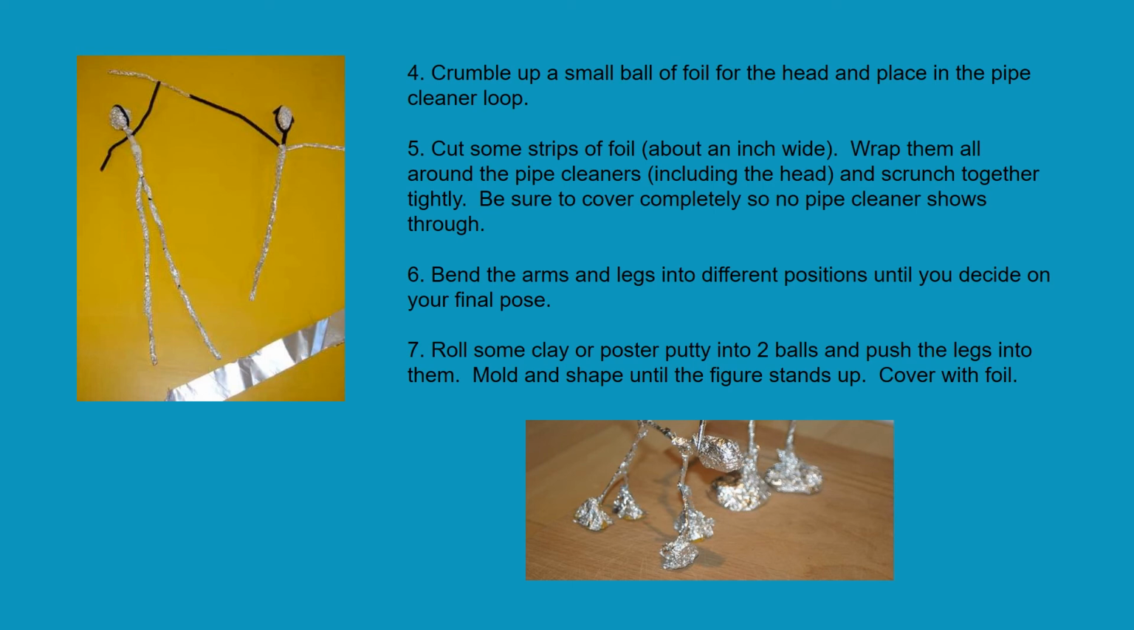Fifth, cut some strips of foil, about 1 inch wide. Wrap them all around the pipe cleaners, including the head, and scrunch together tightly. Be sure to cover completely so no pipe cleaner shows through. Sixth, bend the arms and legs into different positions until you decide on your final pose. Seventh, roll some clay or poster putty into 2 balls and push the legs into them. Mold and shape until the figure stands up. Cover with foil.